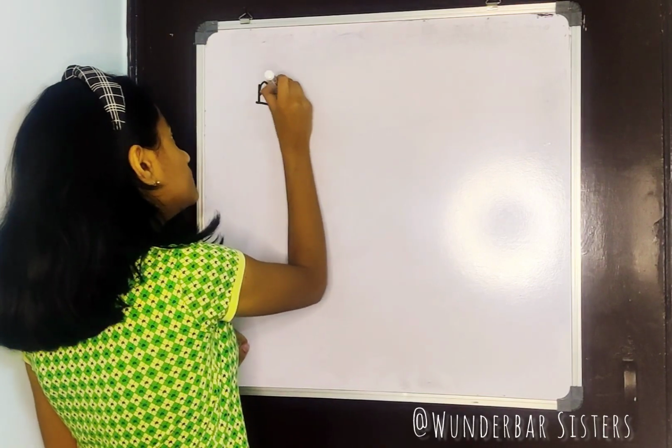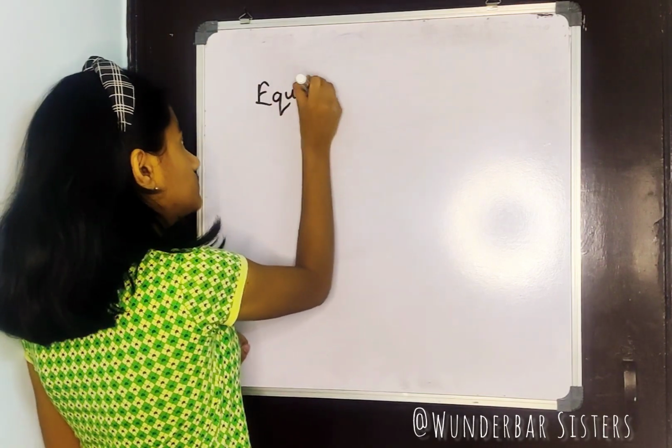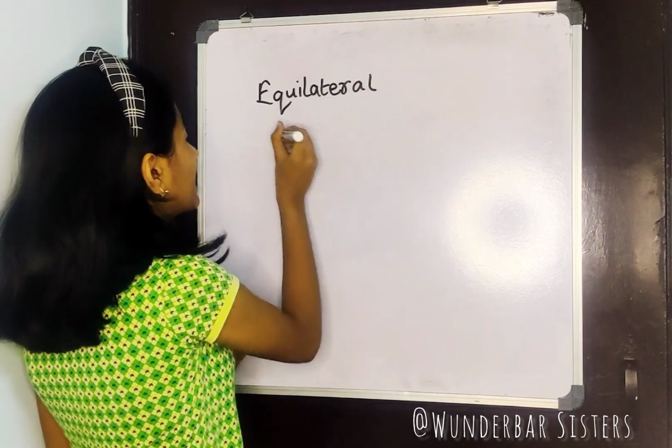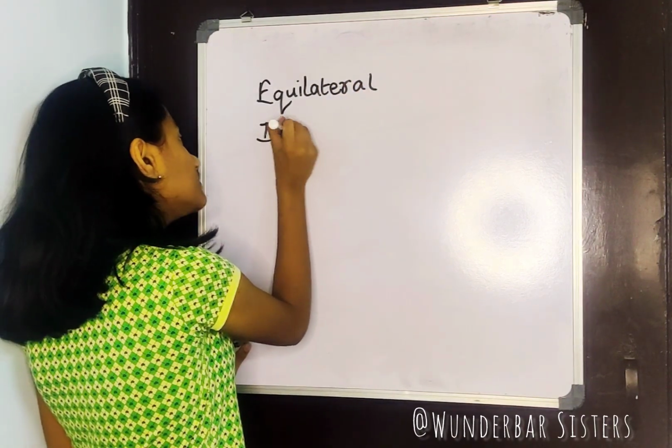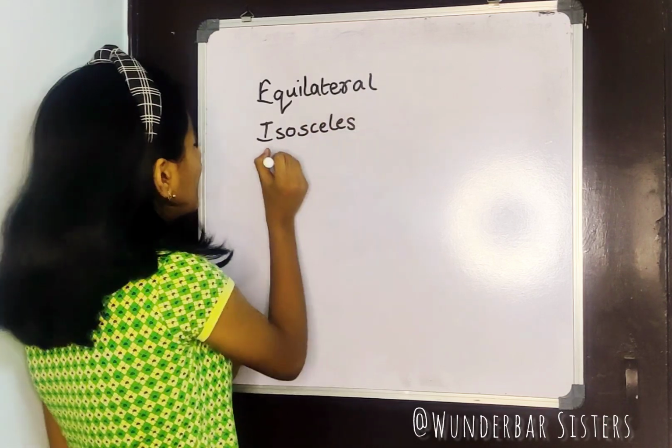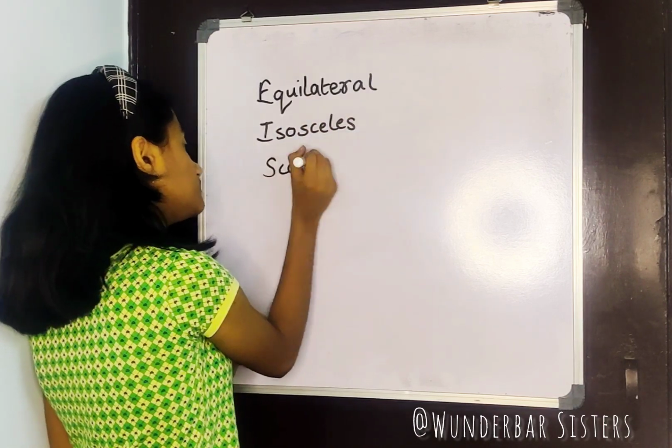Equilateral triangle, then isosceles triangle, and then scalene triangle.